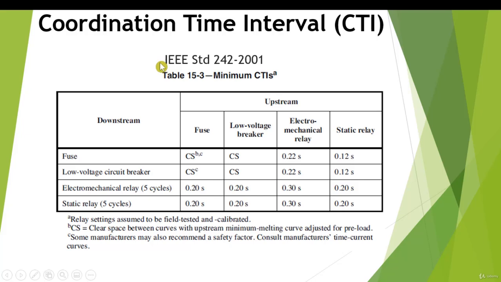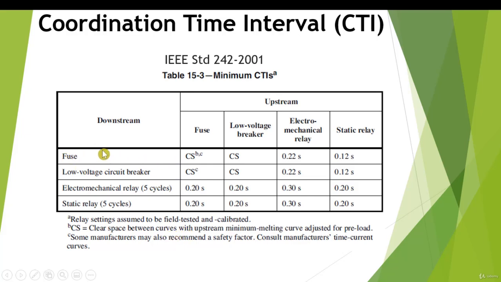However, there is a guideline given in IEEE 242 standard if you are coordinating two different protection devices. So here it shows various downstream connected devices and this will show you upstream connected protection devices. If you observe, if you are coordinating fuse to fuse or fuse to LVCB or LVCB to LVCB, CS is written. CS is explained here as the clear space between the curves.